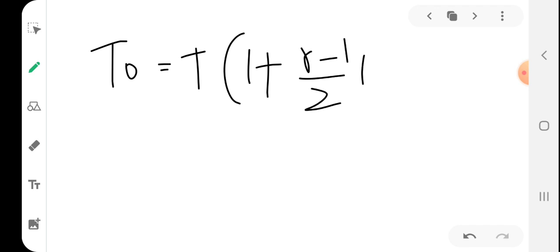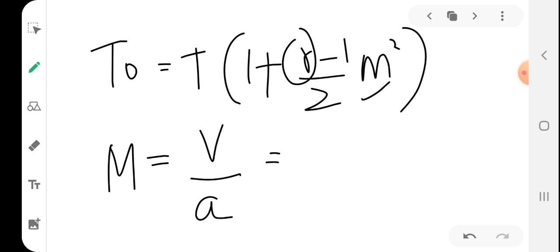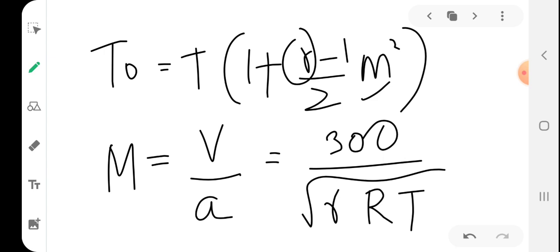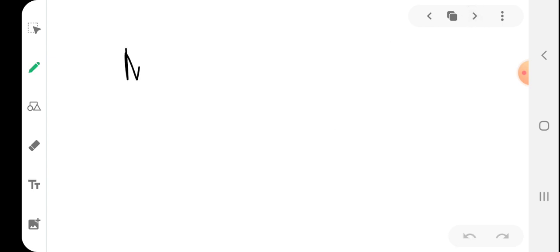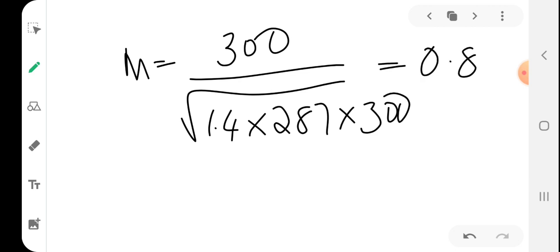So students, we have learned the equation for T0 equal to T into 1 plus gamma minus 1 by 2 Mach square. So this is the equation for T0. Since we have the value of gamma and we don't have the value of Mach, we have to find the Mach. So Mach can be written as Mach equal to V by a at that particular section. So V is 300 and a is not given, but a can be written as root gamma RT, right? So Mach is 300 by root 1.4 into 287 into 300, so it will be around 0.864.